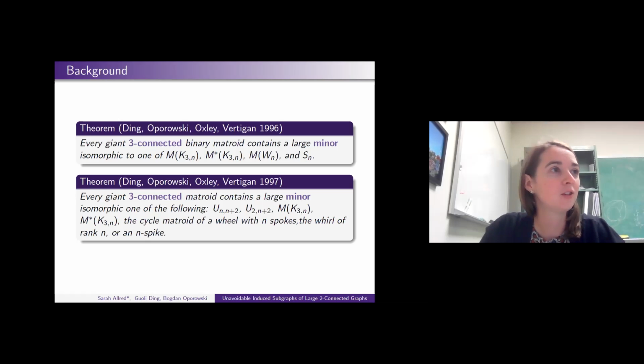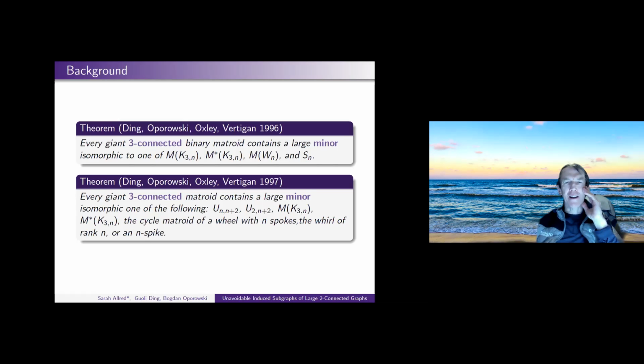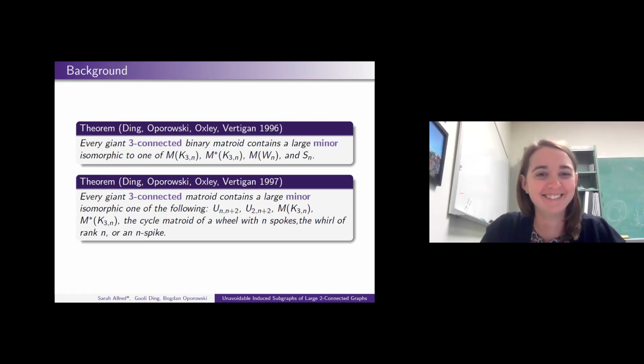So this, James, is for you as my obligatory matroid thing since I am from LSU. So tell me what SN is then. It's a binary spike. The binary spike. Thank you. Okay. Does that make you happy, James?